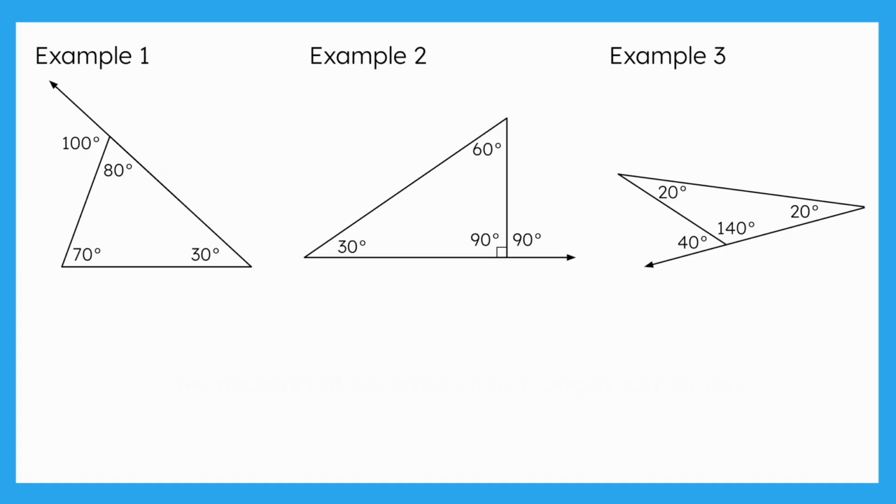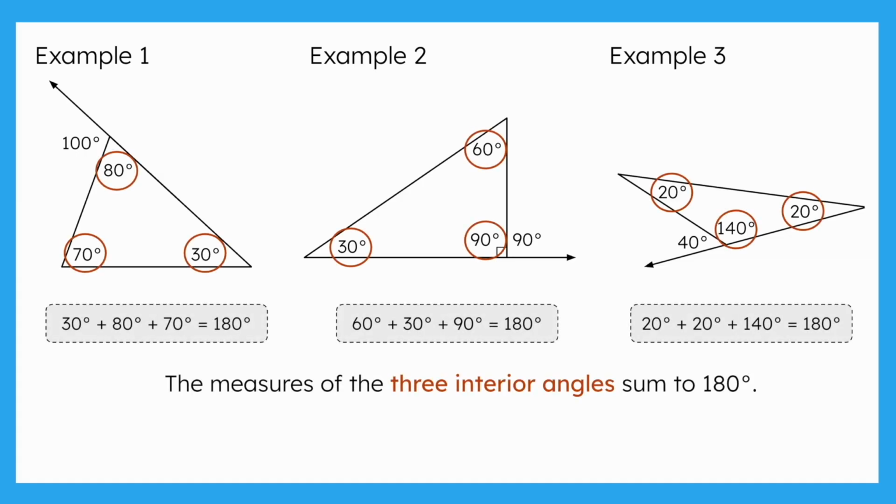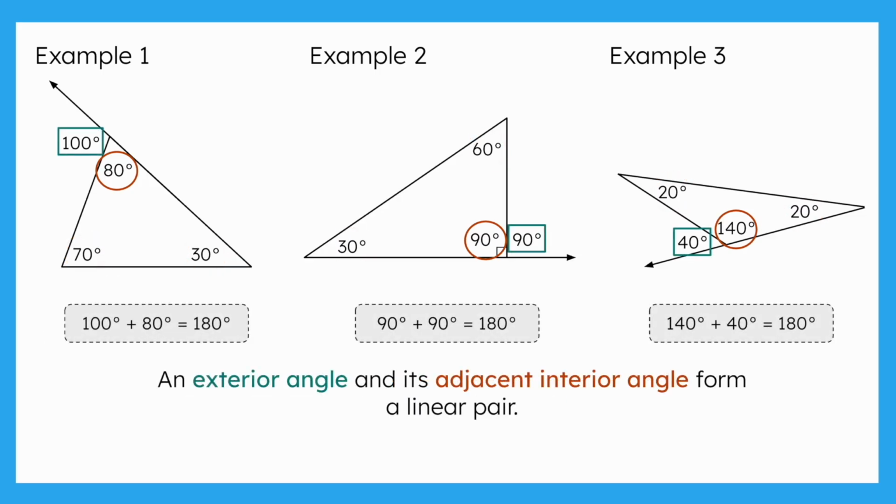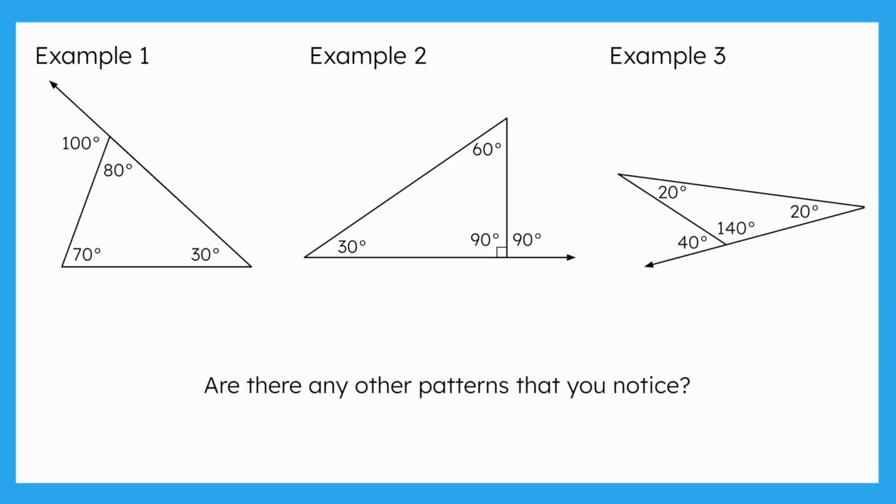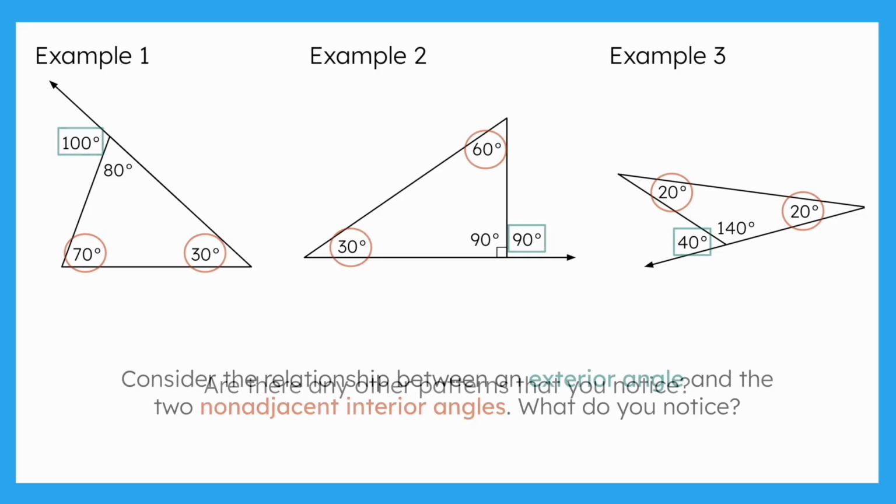First, we know that the measures of the 3 interior angles sum to 180 degrees. Also, an exterior angle and its adjacent interior angle form a linear pair. Are there any other patterns that you notice? Pause now and consider the relationship between an exterior angle and the 2 non-adjacent interior angles. What do you notice? Record any thoughts in your guided notes.